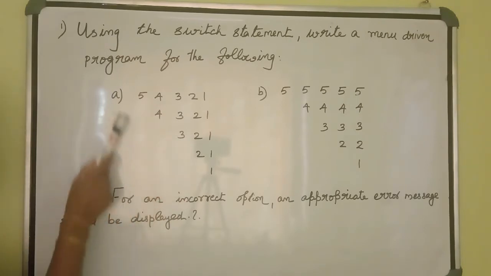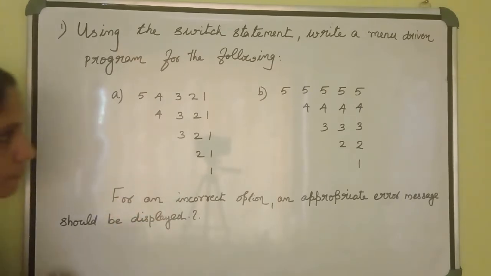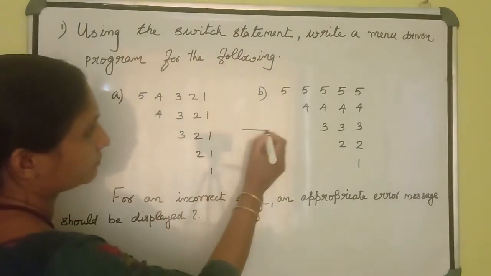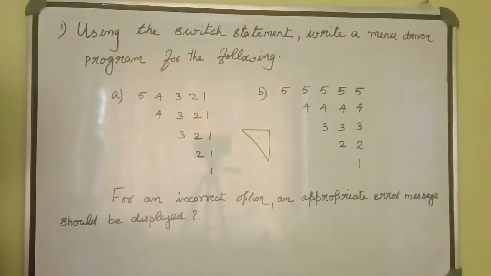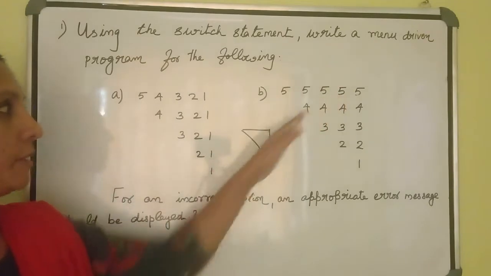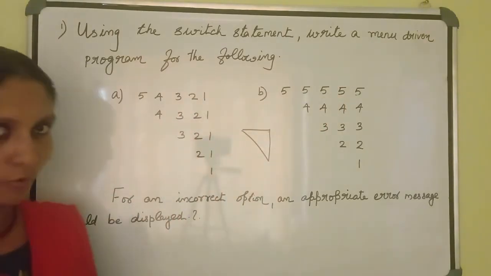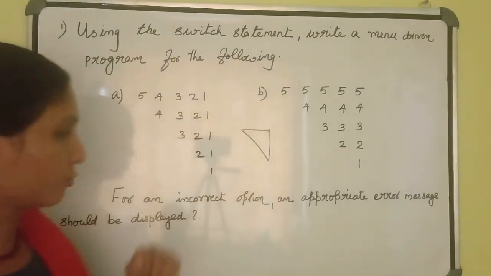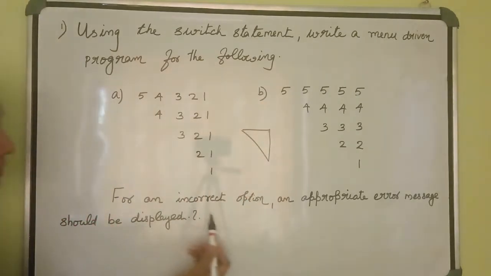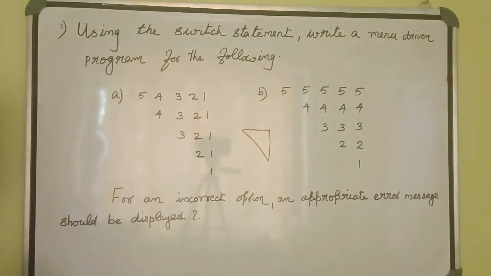But see the numbers and see the pattern. See here, there are some blank spaces when you create a pattern like this. The shape is like this, both are in this shape. Here the same numbers are in the same row, but here different numbers are in the same row. That's the difference. This is the first option and this one is the second option. For an incorrect option, an appropriate error message should be displayed.